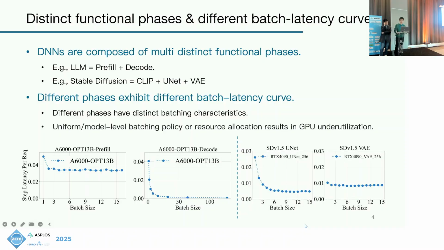Thus, it is necessary to identify a critical threshold for batch size in each phase, beyond which the marginal gain becomes insignificant. Given that the slopes of different phases are distinct, we should identify a threshold specific to each phase, and batching more requests on a phase should only be considered when the batch size of the scheduled request is below its phase-specific threshold. And what's more, since the batching characteristics of different modules are distinct, the traditional uniform batching policy and resource allocation will lead to GPU underutilization.